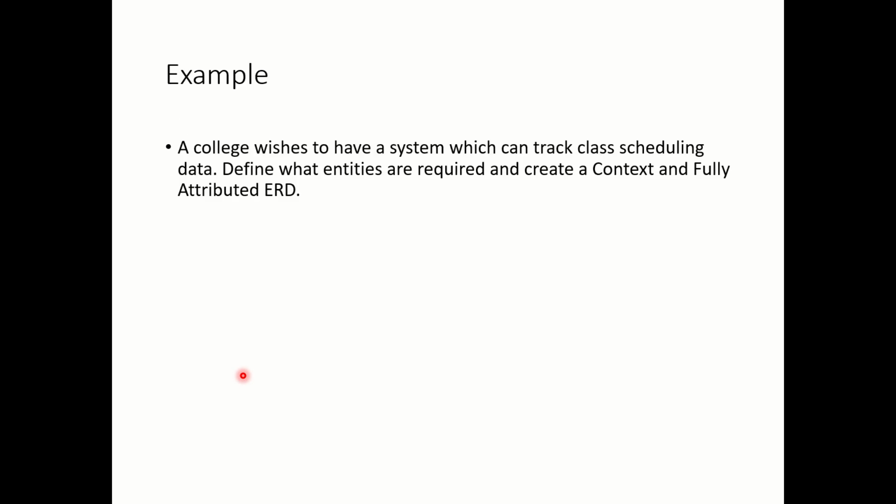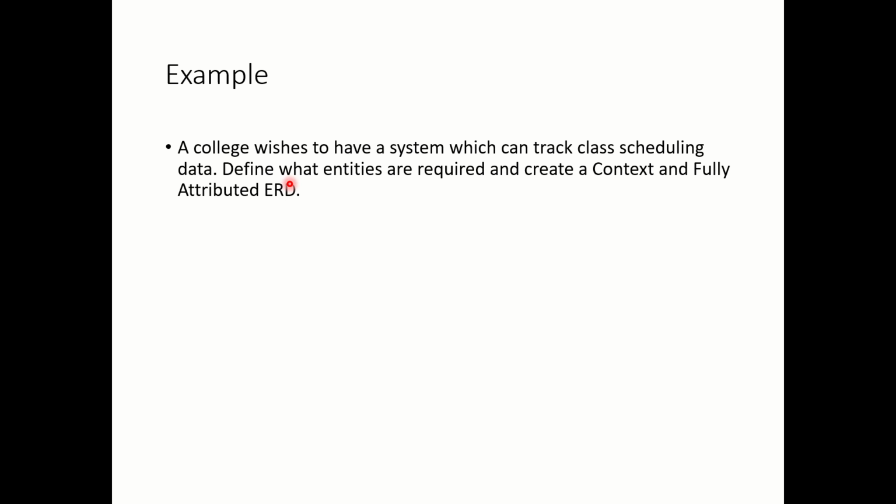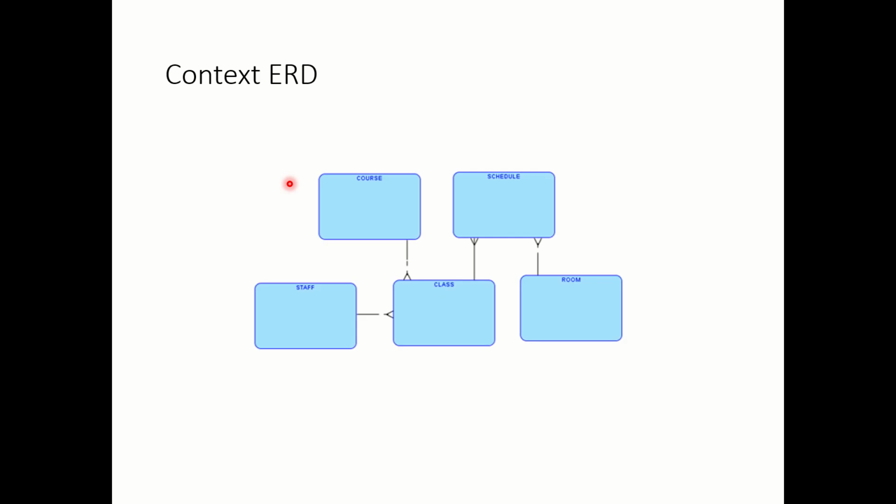Now we will see a small example of how we can come out with the contextual and the fully attributed ERD. Say the college wishes to have a system which tracks class scheduling data. So this is what we have to do. In the class scheduling data, you're talking about the college, and it needs to track the courses, so you should have a course.